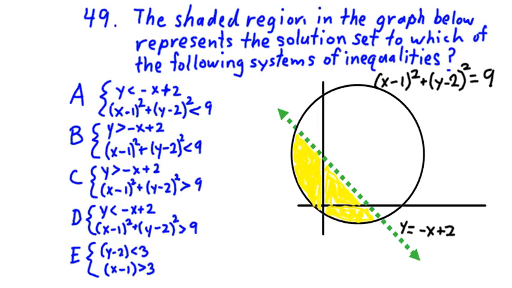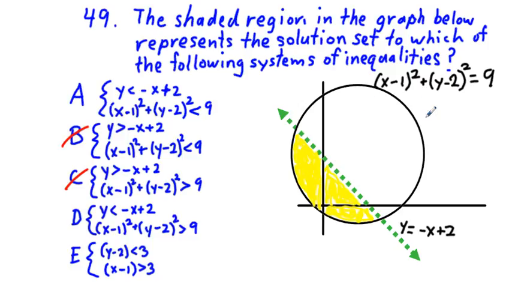49. You have the shaded region of the graph below represents the solution set to which of the following systems of inequalities. So you have this line at y equals negative x plus 2, and you're shaded below the line. And so what is that going to be? Y is greater than negative x plus 2, or less than negative x plus 2? Well, it has to be less because we're shaded below. So anything with y is greater than negative x plus 2, cross it out.